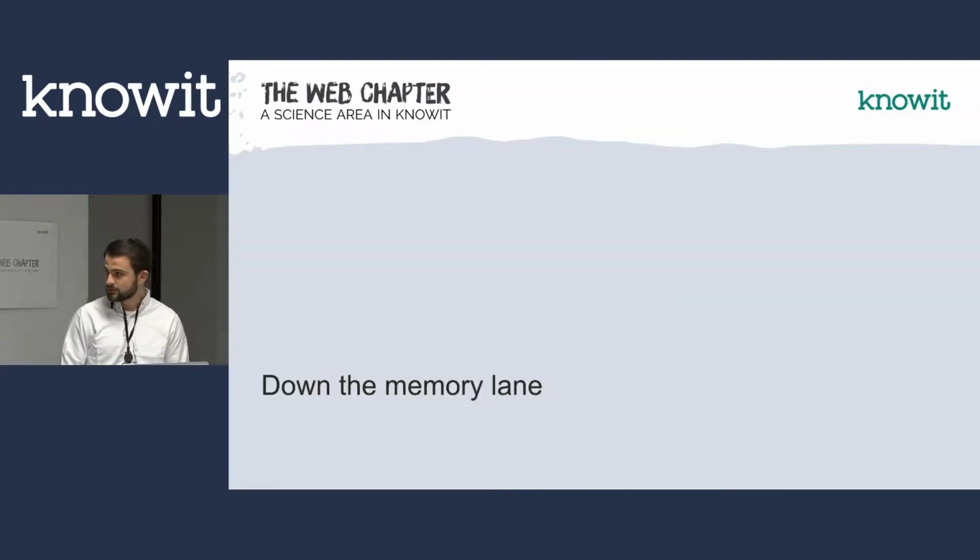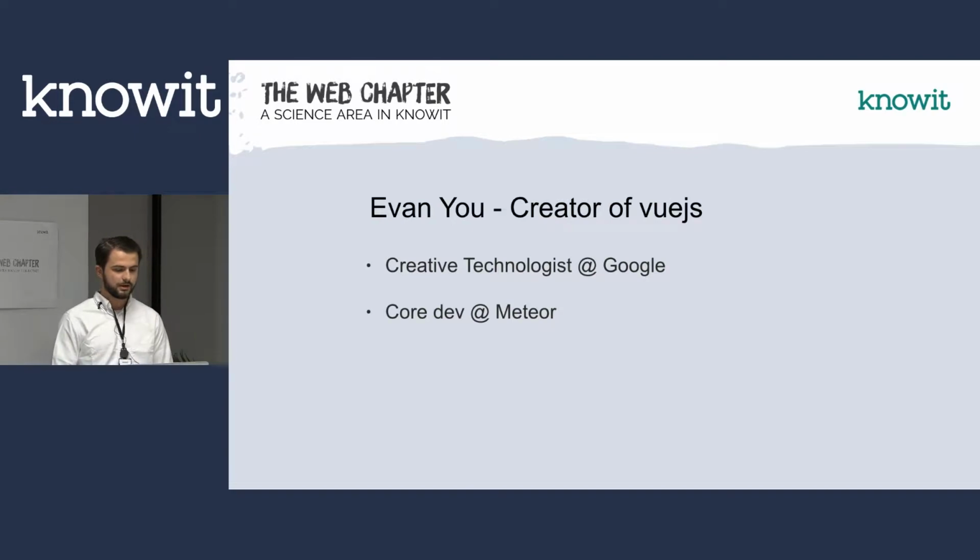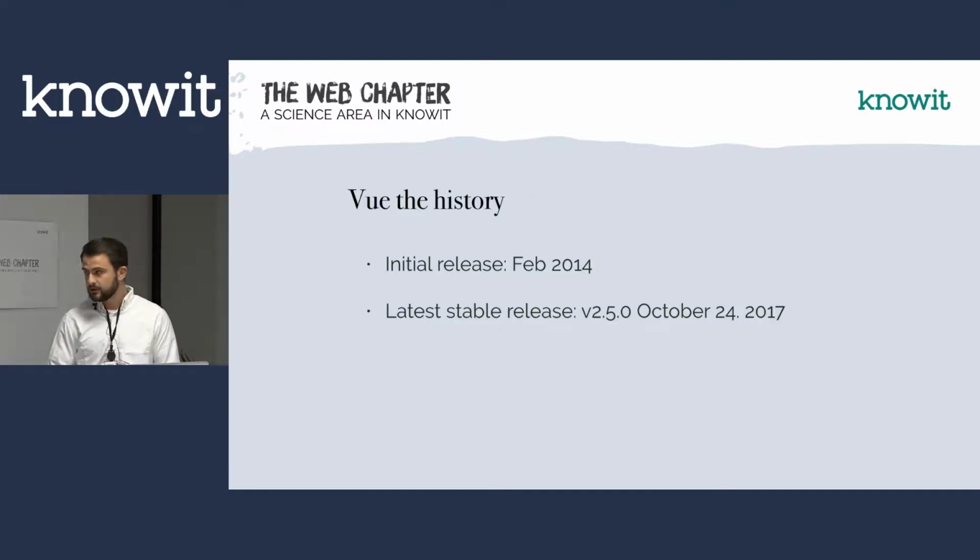So let's just go down memory lane. Evan Yu is the creator of Vue.js. He worked for Google as a creative technologist and was a core dev for Meteor. While he was working for Google, he worked on projects using AngularJS. And he took all the parts that he liked from Angular and built something lightweight without all the extra concepts involved in Angular. The initial release was in February 2014.